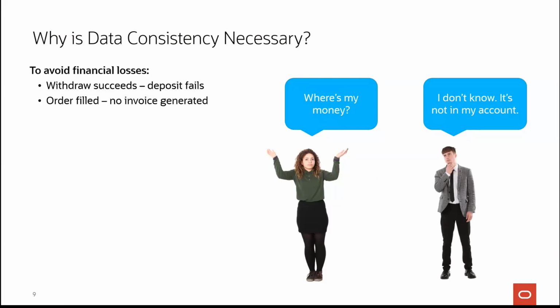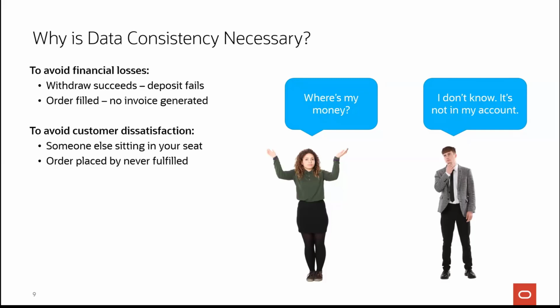That kind of problem can happen without transactions, and that's one of the primary reasons you need data consistency: to avoid financial losses. You are withdrawing, but the money doesn't show up, and you need to figure it out. Also, in a supply chain kind of environment, you have an order filled, but no invoice was generated or the payment was not received. That kind of situation can happen because of inconsistency. Because of these inconsistencies, customer dissatisfaction can take place. You booked a seat, you made a payment, but someone else is sitting in your seat. And the order thing we already talked about. Also, legal issues might originate from these kinds of inconsistency issues.